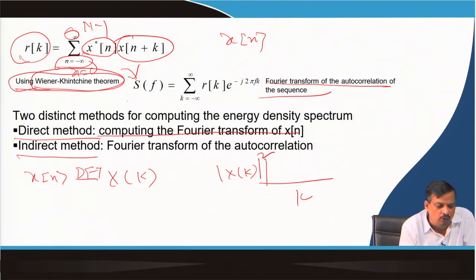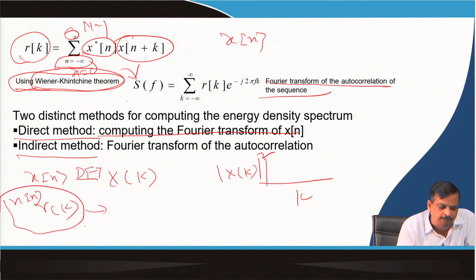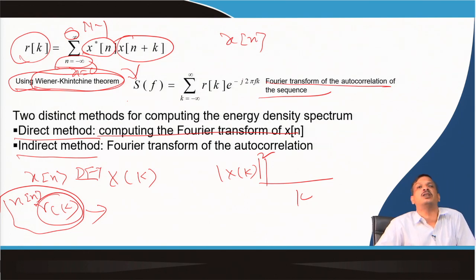So, I have to calculate the autocorrelation sequence R k of a given signal x n. That is called step 1, and then step 2 is the Fourier transform of the autocorrelation coefficients, which is called the indirect method.